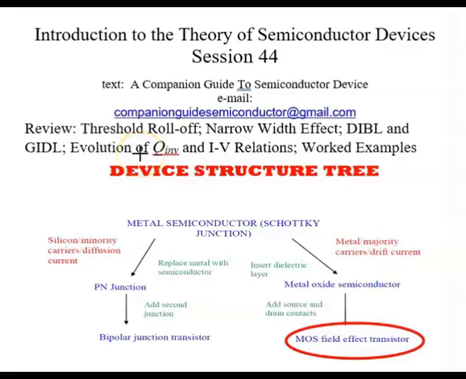Welcome to session number 44. This will be our last session on the MOS field effect transistor. In today's session, we're going to be reviewing what we did in the last session, this threshold roll-off. We'll be looking at its, I guess what you call kissing cousin, which is the narrow width effect.